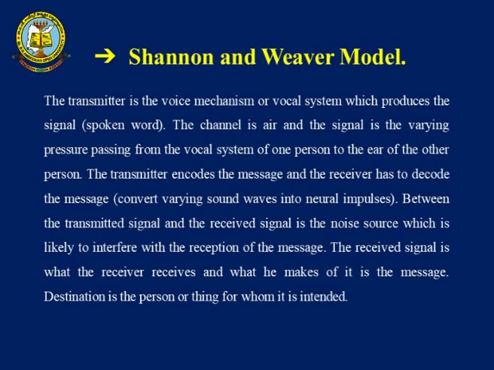Between the transmitted signal and the received signal is the noise source, which is likely to interfere with the perception of the message. That is where we don't get what the sender is trying to tell us to the destination, whatever or whoever they are trying to communicate. The received signal is what the receiver receives, and what he or she makes of it is the message. And the destination is the person or the thing for whom it is intended.